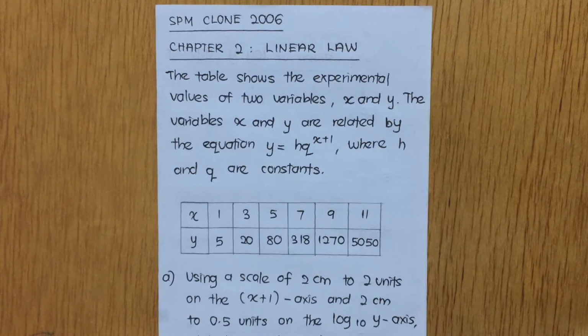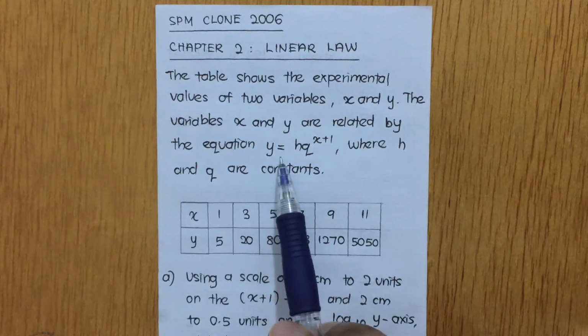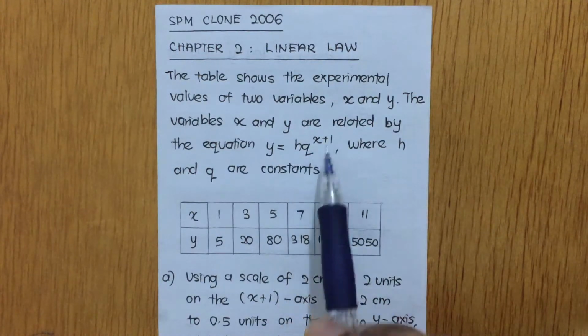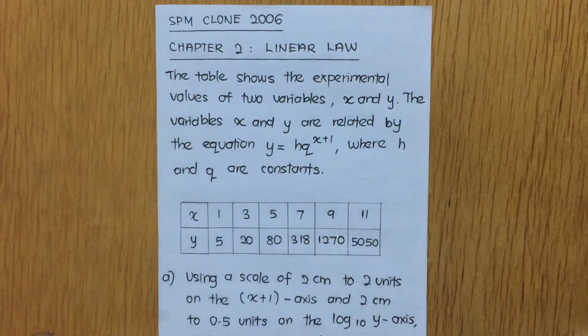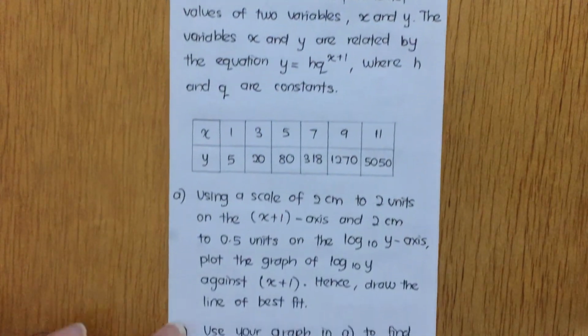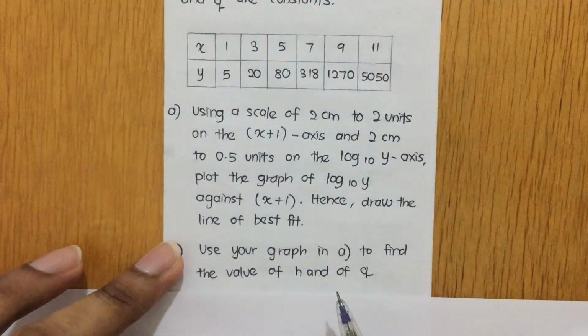Alright, let me read the question now. The table shows the experimental values of two variables x and y. The variables x and y are related by the equation y equals hq to the power of x plus 1, where h and q are constants. As you can see here, these are the respective values of x and y. Okay, so continue to read the question.